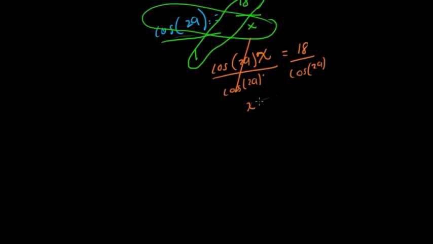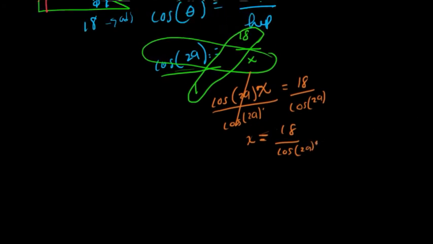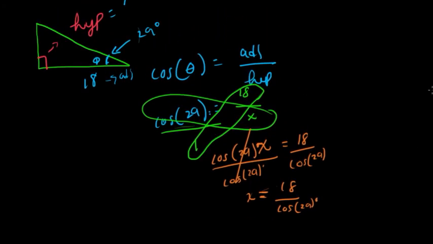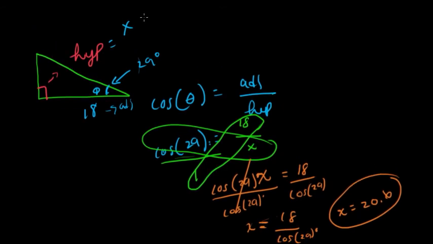this pen is not working. x is equal to 18 divided by cosine of 29 degrees. Well, you can go ahead and use your calculators here and plug that in. 18 divided by cosine of 29 degrees, and you should come up with 20.6. So x should be equal to 20.6. Okay, so that means that this side here is 20.6.